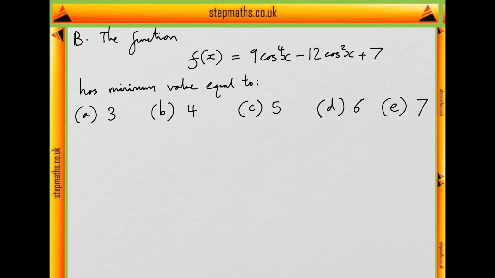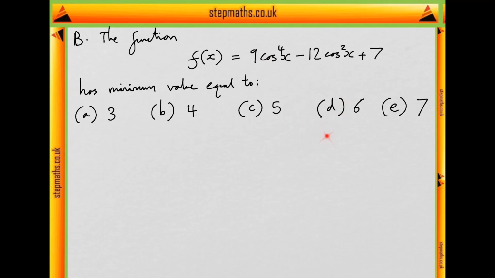We have to be careful when we think about the minimum value, because a quadratic is either one of these ones, the sad face, or one of these ones, the happy face. How do we know which one this one is? Well, it's a positive coefficient in front of the cos squared term. So we know it's going to be one of our happy faces, so it is going to have a minimum.